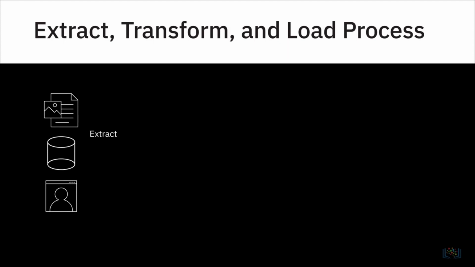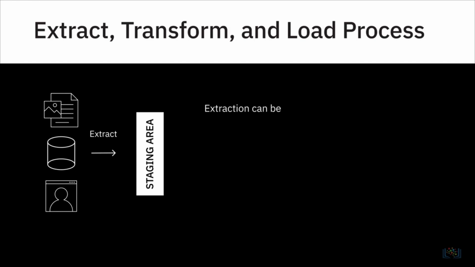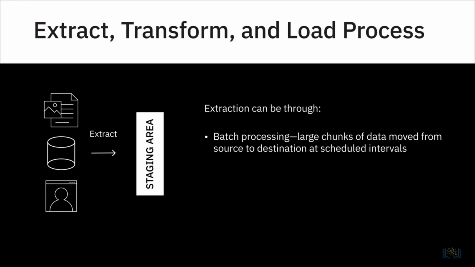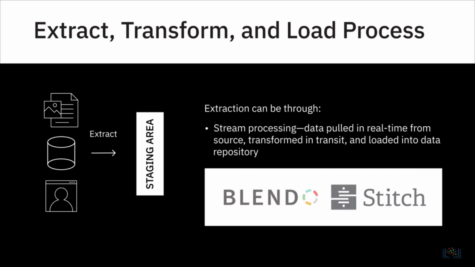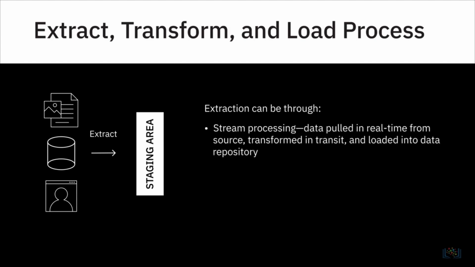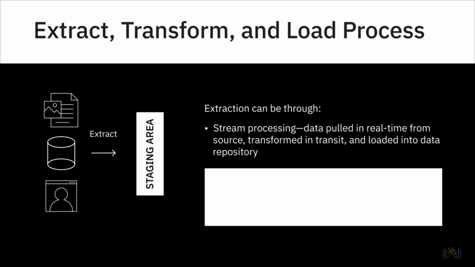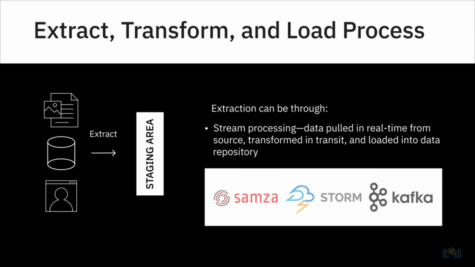Extract is the step where data from source locations is collected for transformation. Data extraction could be through batch processing, meaning source data is moved in large chunks from the source to the target system at scheduled intervals. Tools for batch processing include Stitch and Blendo. Stream processing, which means source data is pulled in real time from the source and transformed while it is in transit and before it is loaded into the data repository. Tools for stream processing include Apache Samza, Apache Storm, and Apache Kafka.